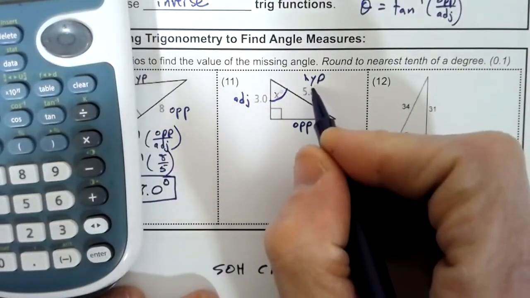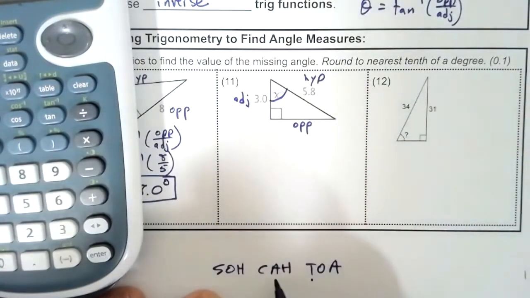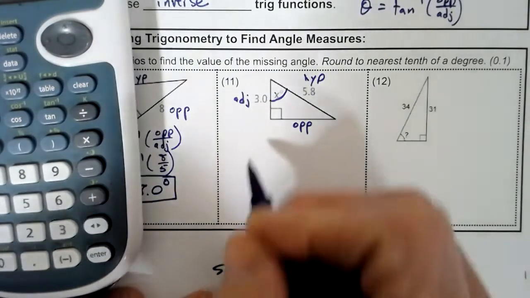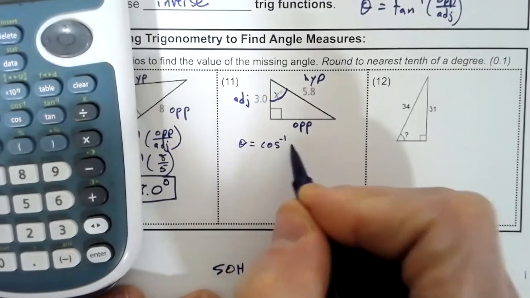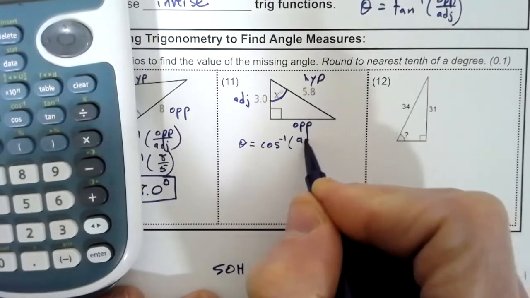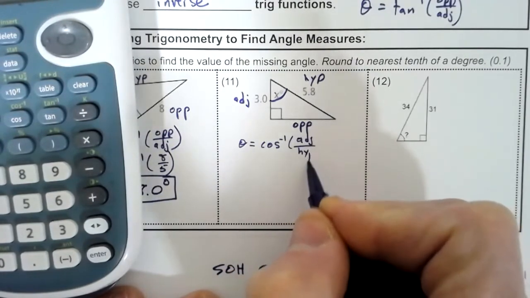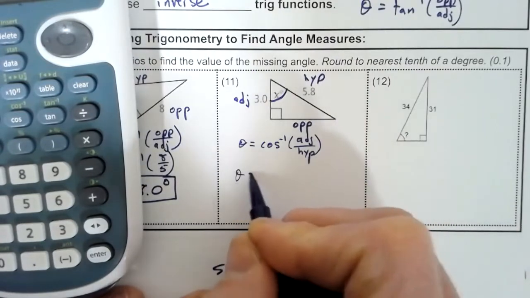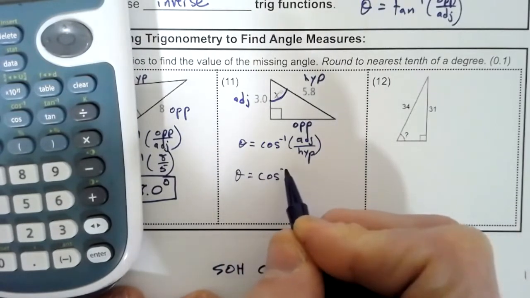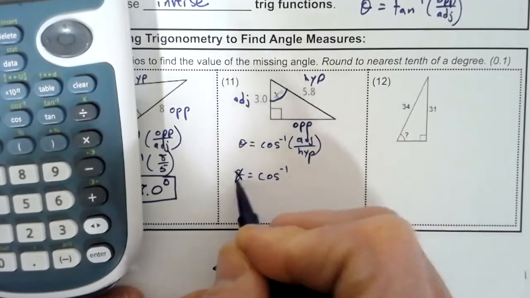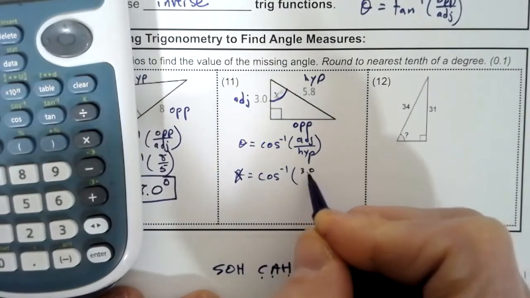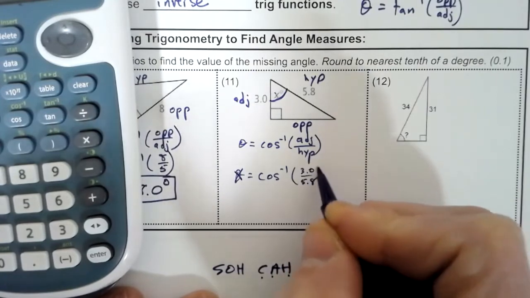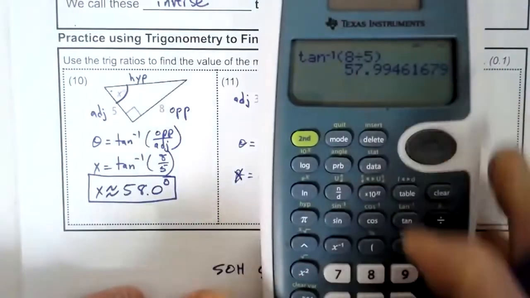Now, I've got my hypotenuse and my adjacent side. Adjacent and hypotenuse points me towards cosine. So theta is equal to the inverse cosine of adjacent over hypotenuse. Or x in this case is equal to the inverse cosine of 3.0 divided by 5.8. All right, calculator time.